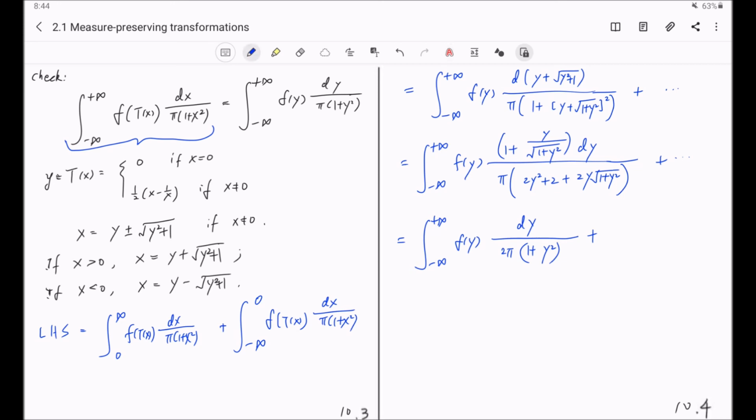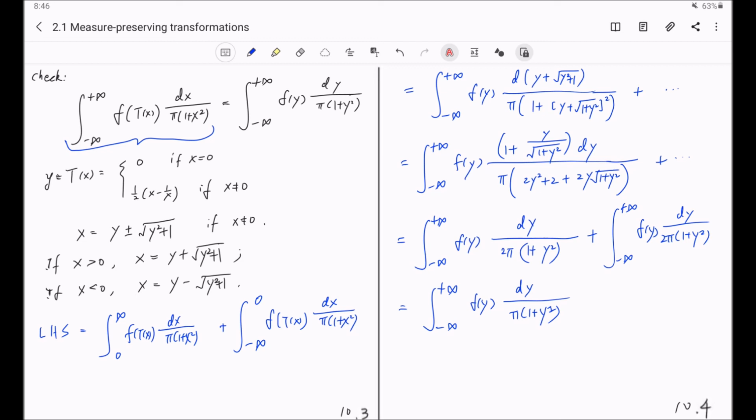And of course, you can do this computation again. The computation effort will be the same. So you get the same thing. And this equals the integration from negative infinity to infinity of f of y times dy divided by pi times 1 plus y squared. That's it. So we just verified this equality.